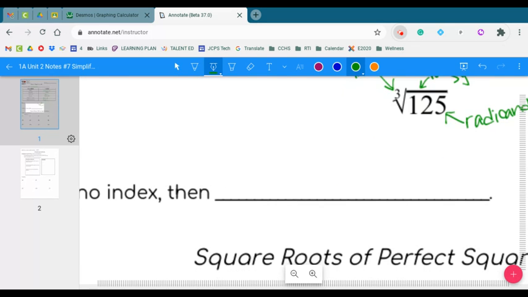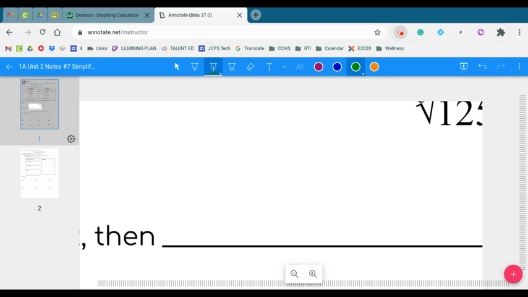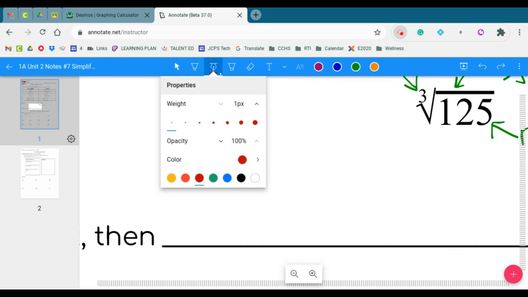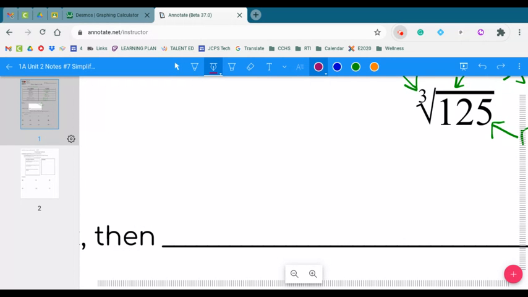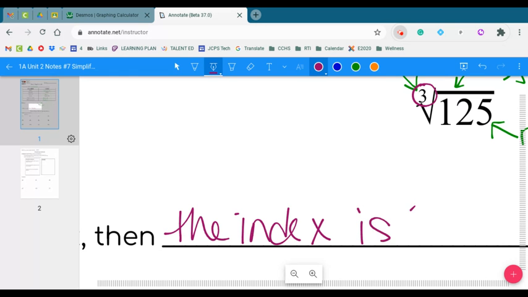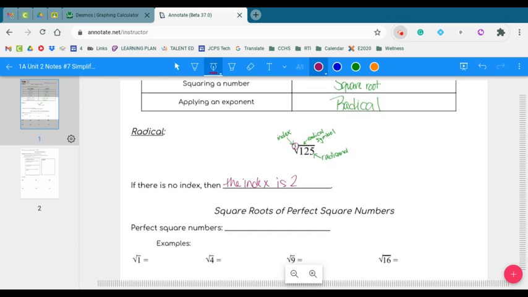If there's not an index, like this one has 3 written right there, if there isn't a 3, then we can assume that the index is 2. The index will never be 1. If we have to take the square root, it has to at least be 2.